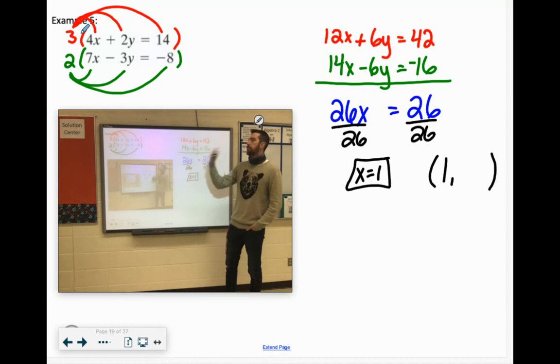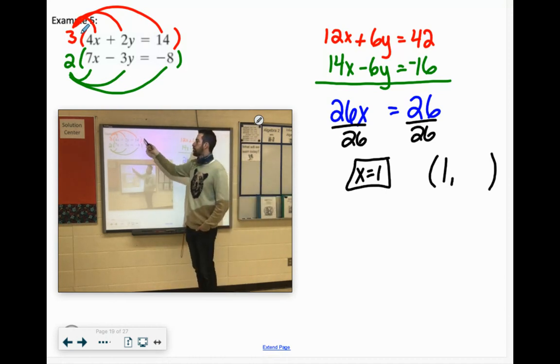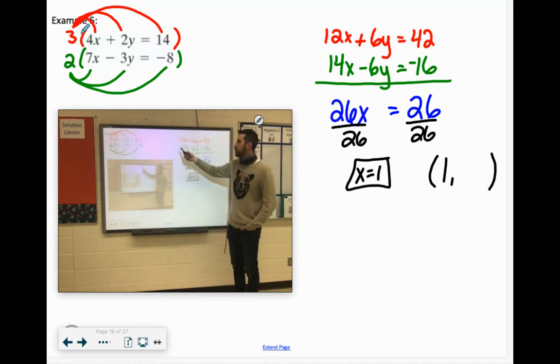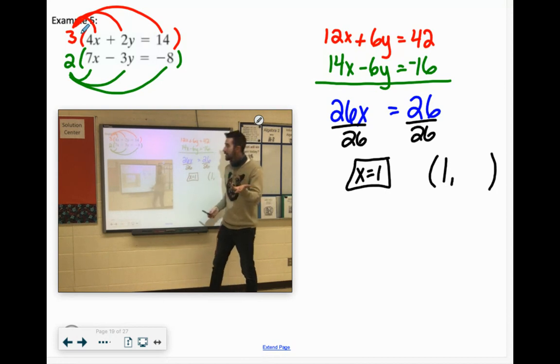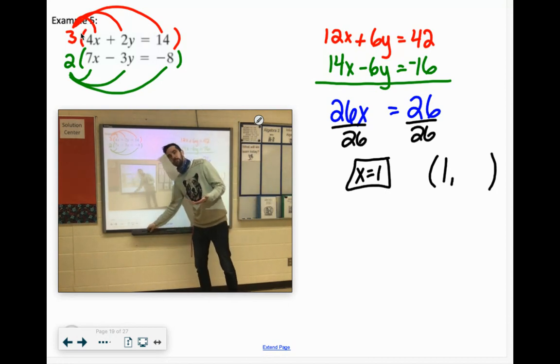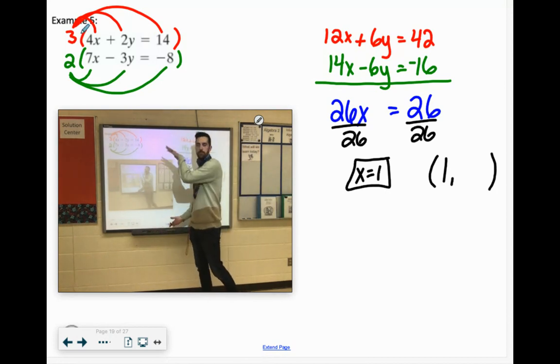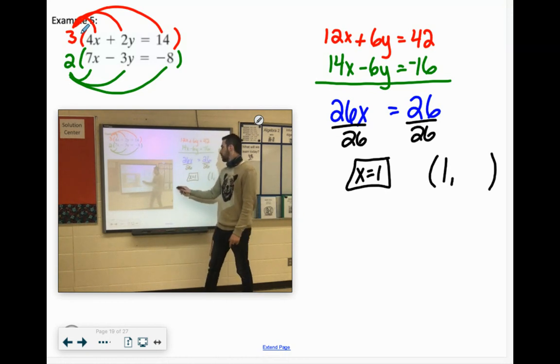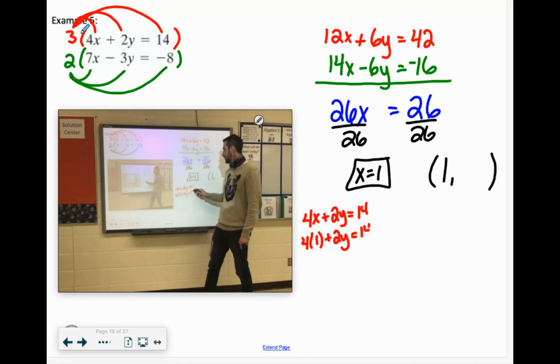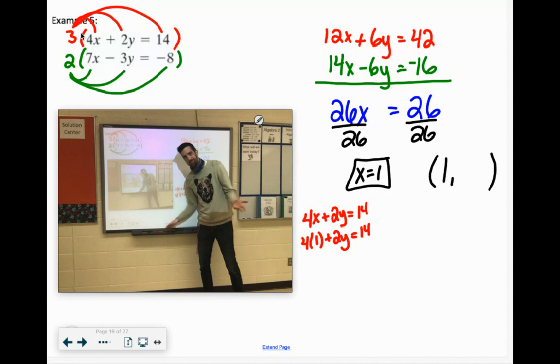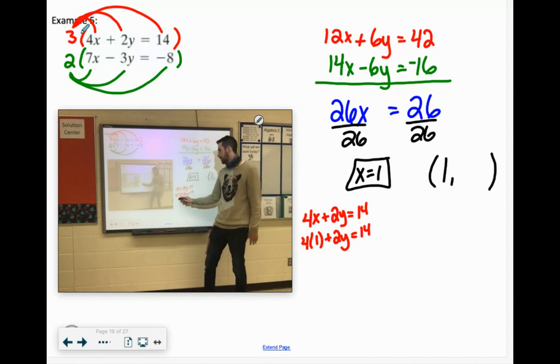We need the y though. You can use one of the 2 originals. You can use one of the 2 new ones. The originals are typically easier because they're just smaller numbers. So let's say I chose the first one. 4x plus 2y equals 14. So x is 1. So we have 4 times 1 plus 2y equals 14. Now 4 times 1 is just 4. No big deal there.